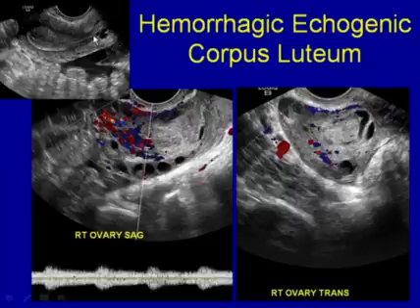And as you might expect, the hemorrhage can have variable appearances as well. It can be hypoechoic, as you saw in the prior slide, but it can also be even echogenic, and sometimes you can have a clot which retracts. And again, this is a hemorrhagic echogenic corpus luteum. Notice that the patient does have some free fluid in the cul-de-sac, indicating that she has recently ovulated.